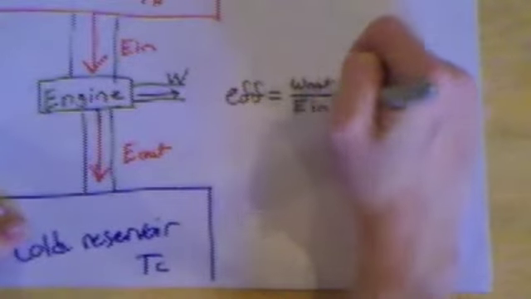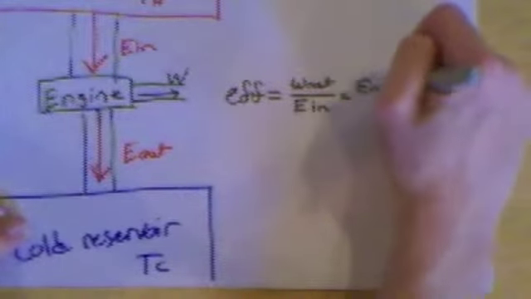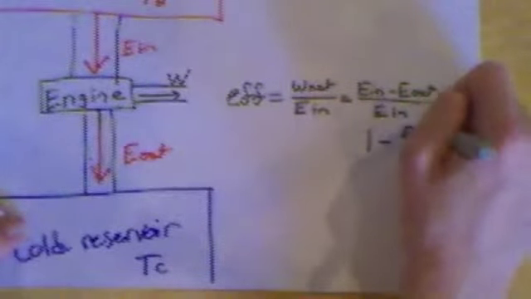So also heat must be wasted and dumped into the cold reservoir, and heat always must be dumped when you're using an engine. Now, efficiency is the net work over the energy in, or energy in minus energy out over energy in. So our equation is 1 minus the energy out over the energy in.